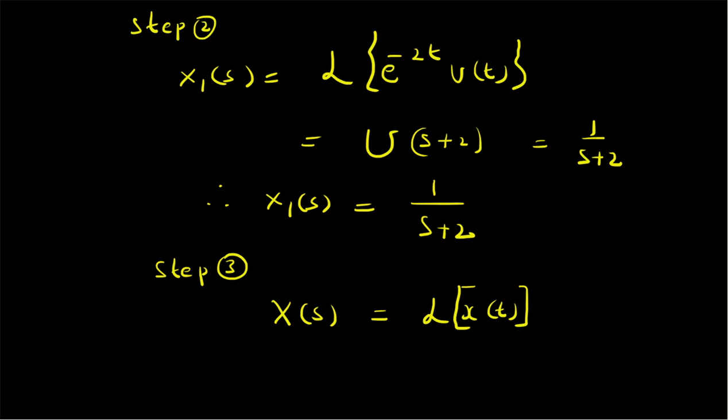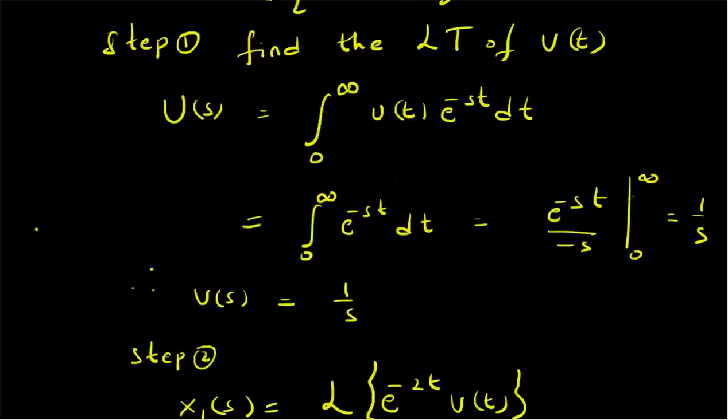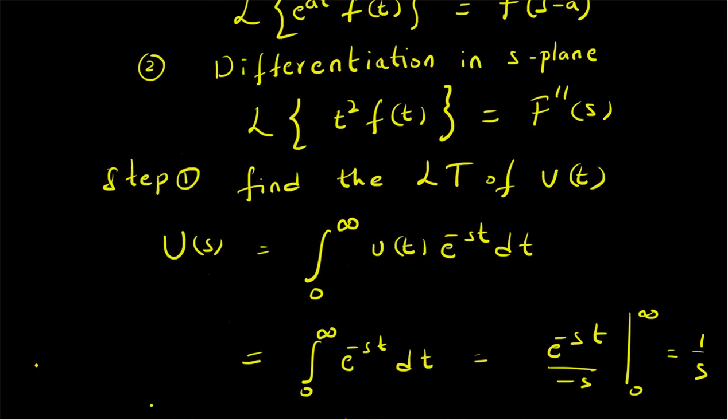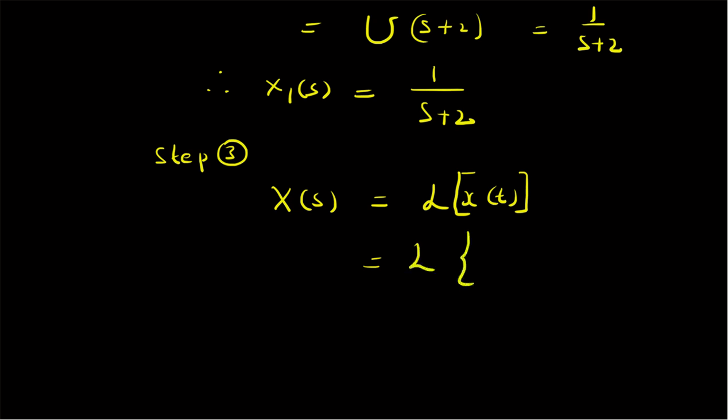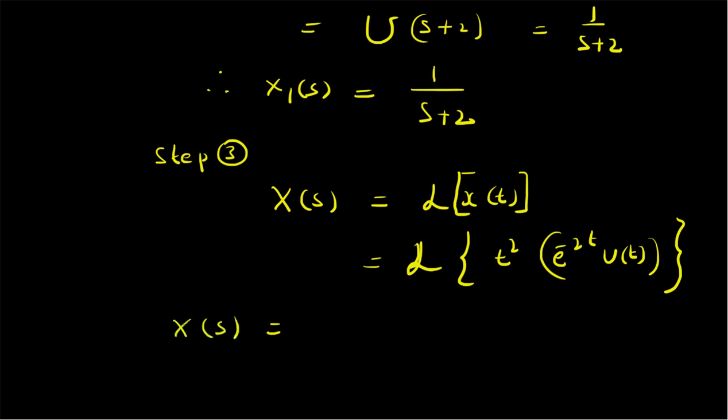based on the second property, that is the differentiation property, the Laplace transform of t^2 f(t), that is the Laplace transform of t^2 e^(-2t) u(t). So the Laplace transform of this signal will be equal to the second derivative of the Laplace transform of e^(-2t) u(t), which is basically X1(s). So X(s) will be simply the second derivative of X1(s).